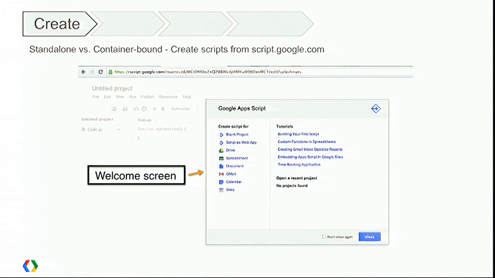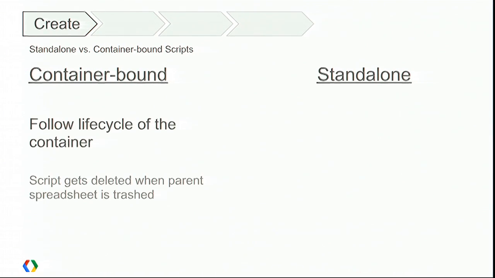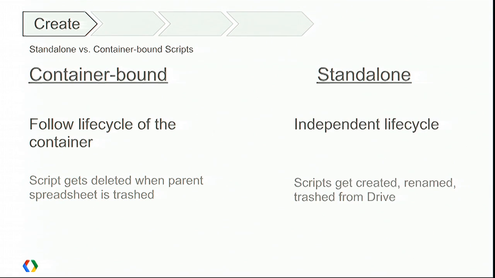Well, if you go to script.google.com, then you see a welcome screen, and you are well on your way to creating standalone scripts. These scripts will also show up in your Drive. Another difference: container-bound scripts always followed the life cycle of the parent, or the container. So for example, if you had a script that was part of a spreadsheet, it lived and died with the spreadsheet. Standalone scripts, on the other hand, live on their own, right? So they have their own life cycle.